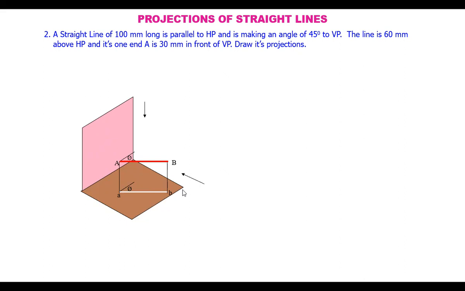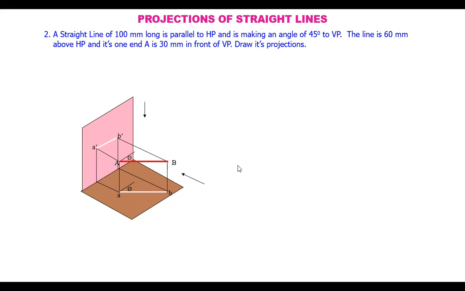And when you see it in the front view, we cannot see the actual length, because this line is making an angle with VP. We cannot see the true length of the line in the front view. So it is the front view A dash, B dash, which is less than the true length. Now draw projectors onto the reference lines and we get the projections like this.